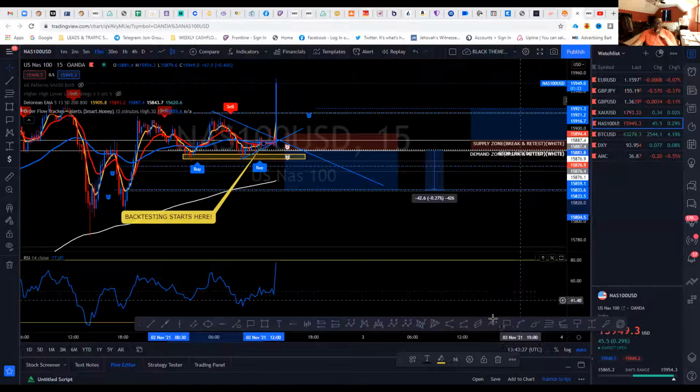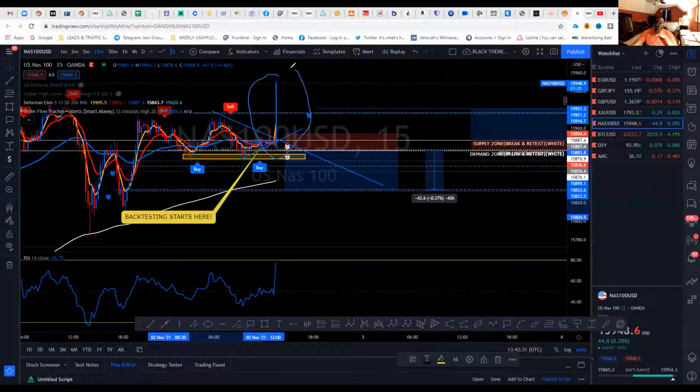Now, I just actually won this trade and caught this big buy. Look at this huge imbalance move that NAS100 did. So I'm going to show you exactly how I got here and how I prepared for this trade. All right, so let's go ahead and get started.